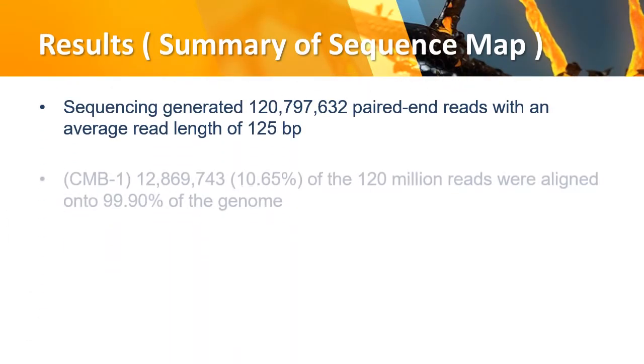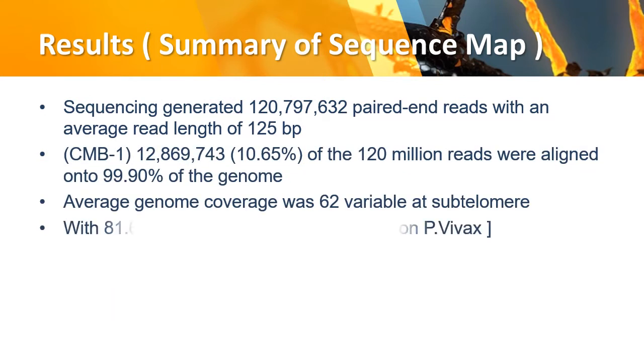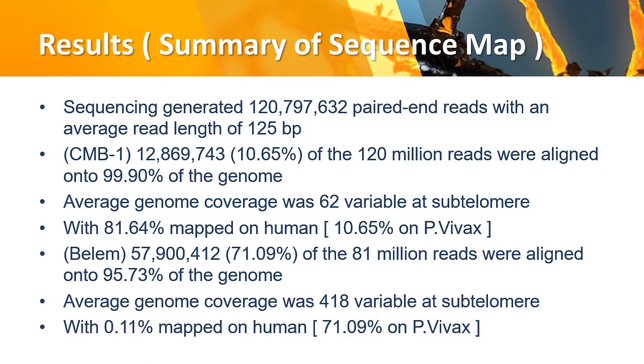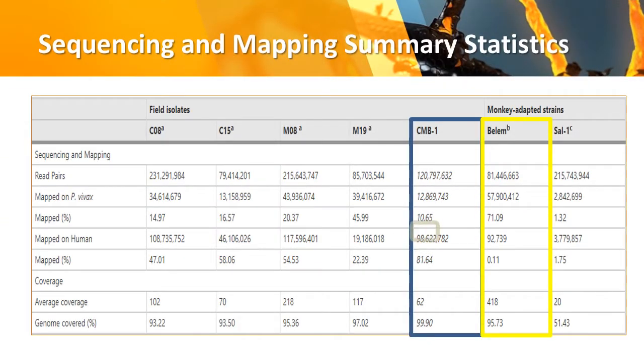The results show the summary of sequence mapping. The average genome coverage was 62 times, although it was variable in subtelomeric regions. The table shows sequencing and mapping summary statistics for samples from field isolates and the monkey-adapted strain.